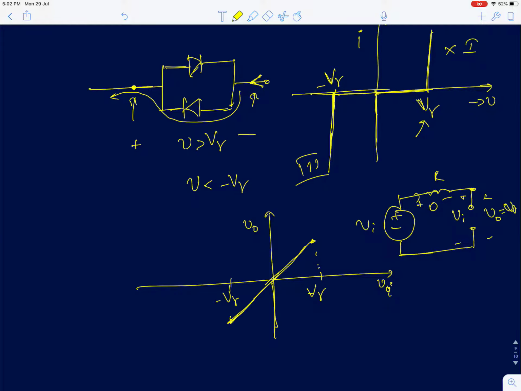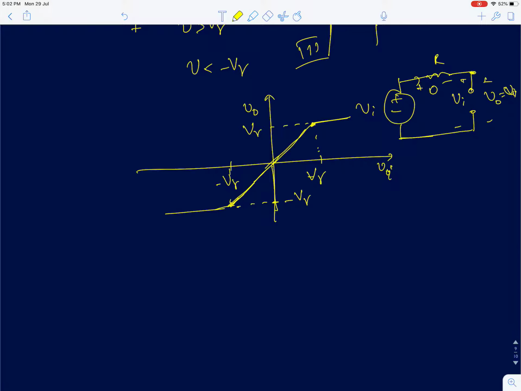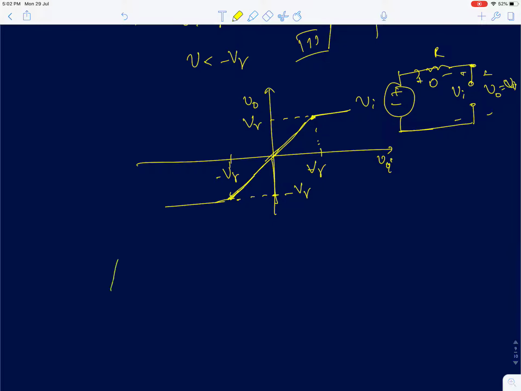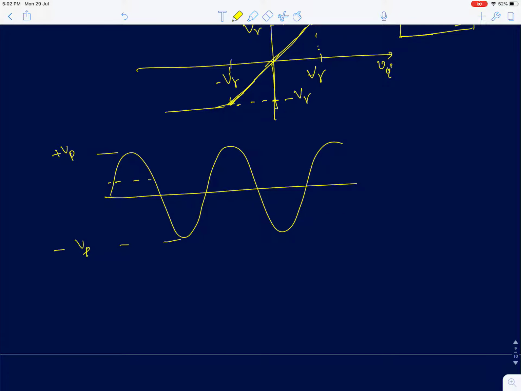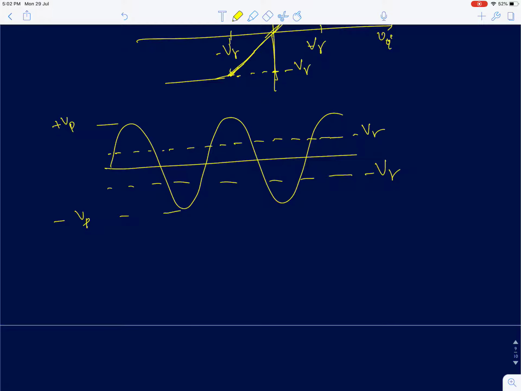Vi and V0. After this, your output will saturate to a value of V gamma, and in this region it will saturate to a value of minus V gamma. Okay, so for this characteristic, if I feed an input sine wave which goes from minus V peak to plus V peak, now you need to find where V gamma occurs here. So this is V gamma, and this line is going to be minus V gamma. So you are actually going to have a graph which will look like this.